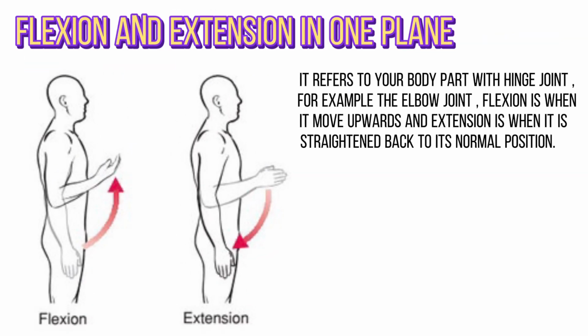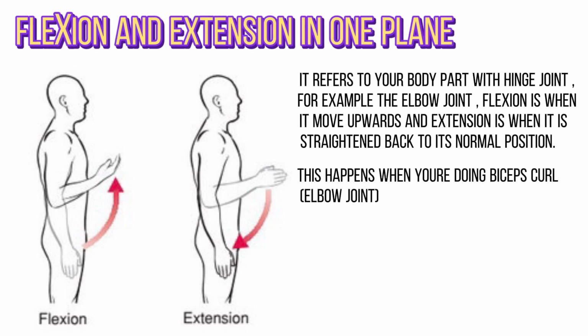It refers to your body part with a hinge joint, for example, the elbow joint. Flexion is when it moves upwards and extension is when it is straightened back to its normal position. This happens when you're doing a biceps curl.